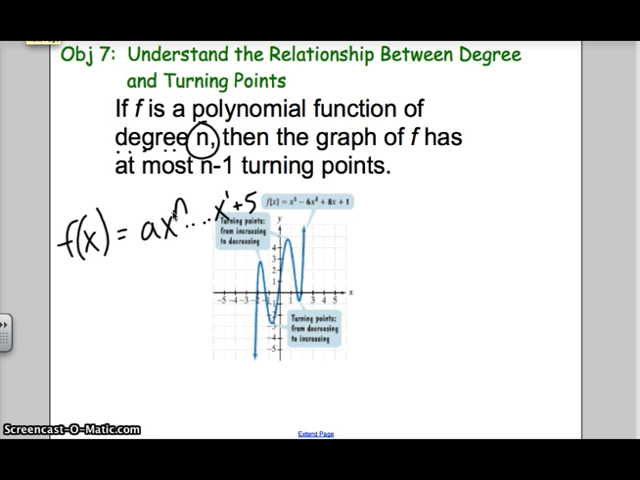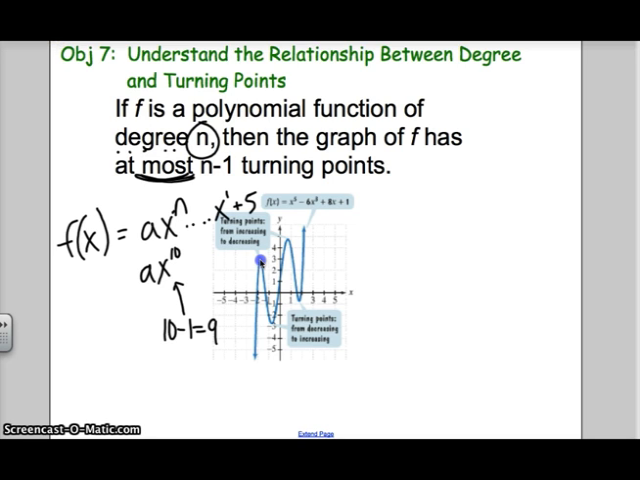Then the graph of f has at most n minus 1 turning points. So for instance, if this was a times x to the 10th, then I know for sure that it has 10 minus 1, or 9 turning points. So it has one fewer turning points than it does power. At most, okay, that's a key word. It doesn't have to have 9 turning points, but it would have at most 9. So if you're graphing this and you're thinking it has more than 9 turning points, that's a problem.